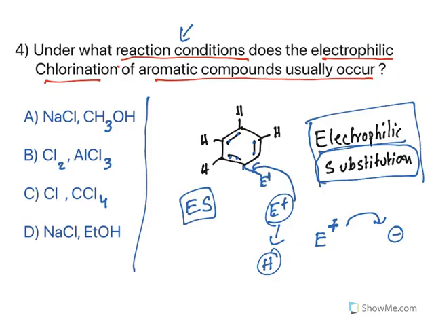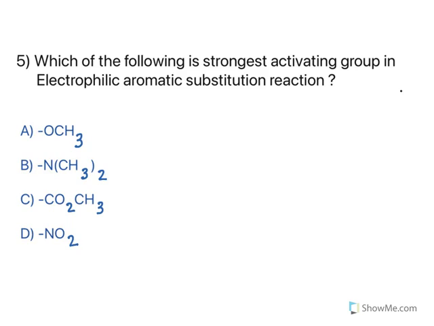So look at the options. This is the option. Again, you need to understand why aluminum is acting as a Lewis acid, because it has an empty orbital. The answer is P. Moving to the next one.